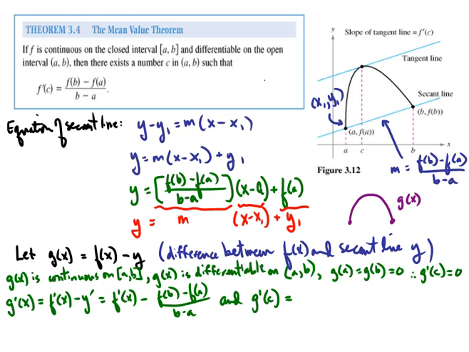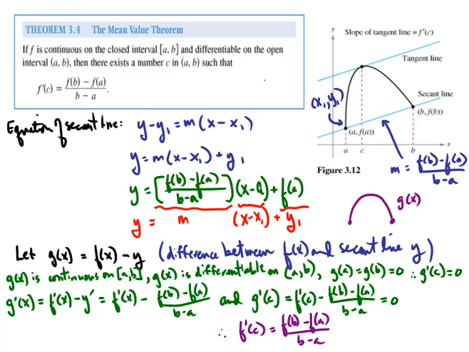And g prime of c is f prime of c minus f of b minus f of a over b minus a, and that has to equal 0 as we stated above. Then all we simply have to do is move the slope, f of b minus f of a over b minus a, over to the right side, and we end up with f prime of c is equal to f of b minus f of a over b minus a, which is the mean value theorem.